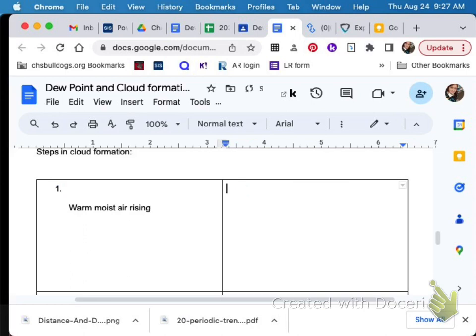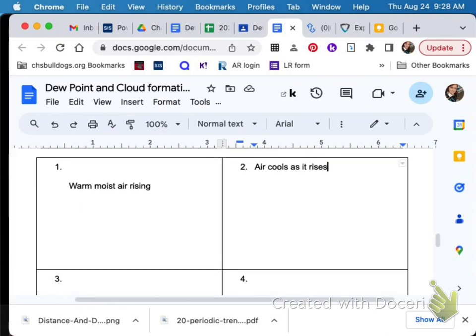But as it rises, the air will cool down. Because the air is heated by the surface of the ground, the further it gets from the ground, the cooler it is. So as it gets into our upper atmosphere, then that air starts to cool. If you wanted to draw this, you could just draw air getting cold. You could draw a little thermometer cooling down, okay?